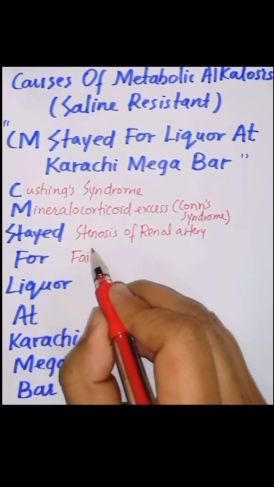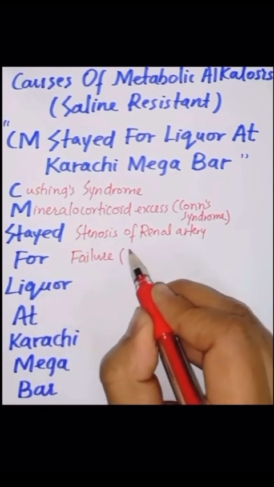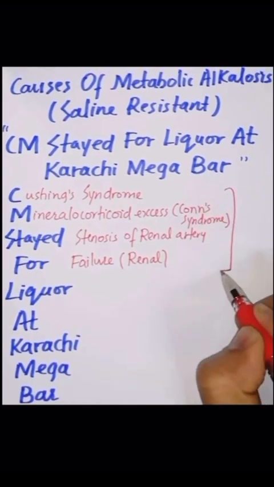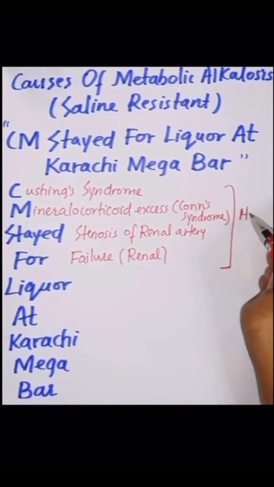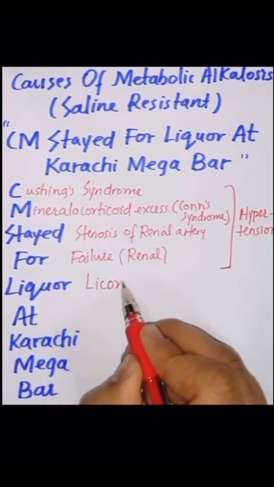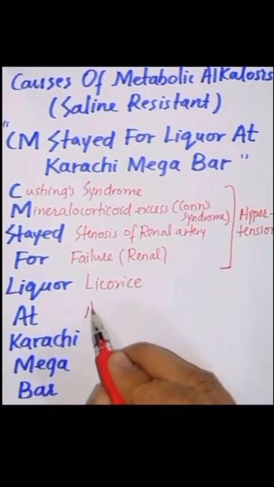Renal failure, which occurs when the kidneys can no longer filter waste from the blood at a sufficient level for survival. Each of these things will cause the patient to become hypertensive. Licorice, as chronic consumption of licorice can cause metabolic alkalosis.